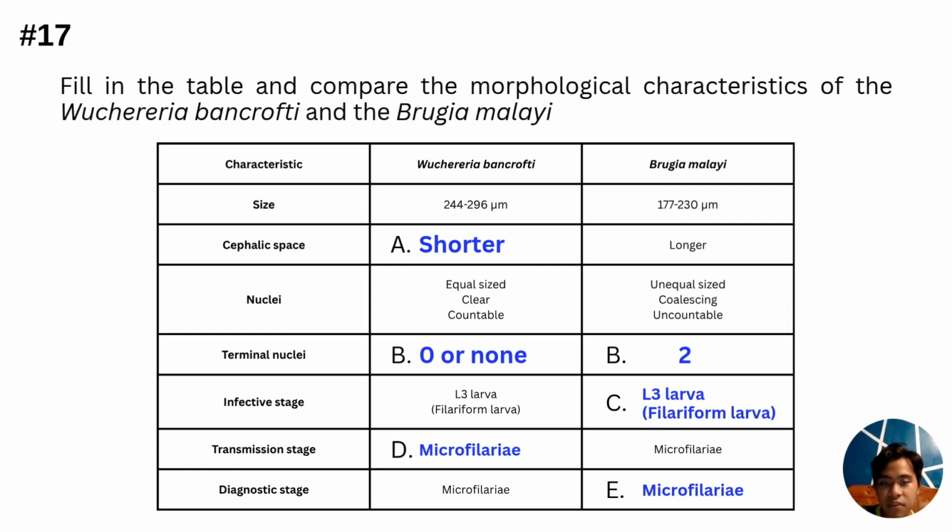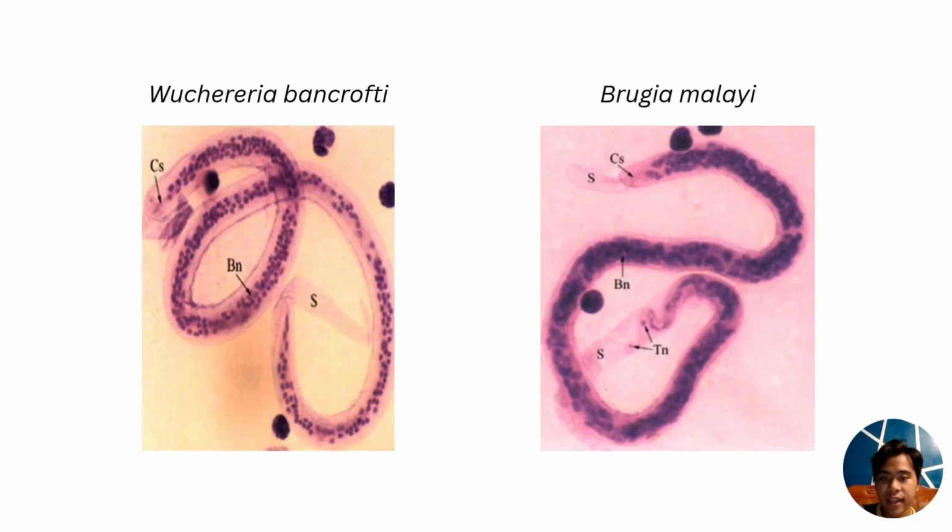Both have the same L3 filariform infective stage, while both also have the same transmission and diagnostic stage, which is the microfilaria stage. Here we can just see a clearer labeling of the morphological features of the two species. Seen are the difference in body nuclei, the presence of the terminal nuclei in Brugia malayi, and the difference in length of the cephalic space.